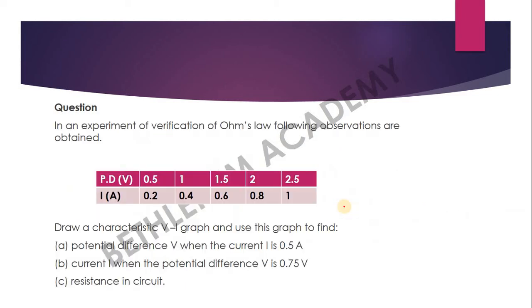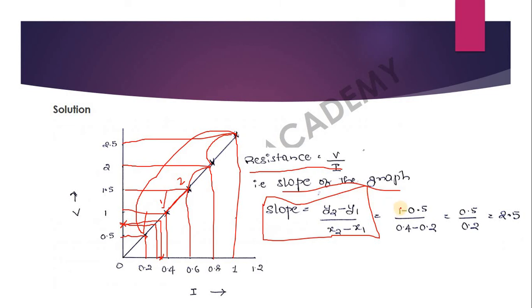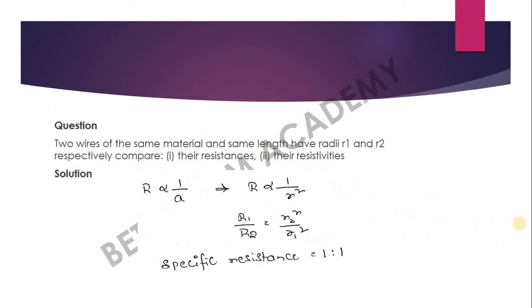Here I am taking the first two points, this is one point and this is the second point. So when I do that, y2 minus y1 is equal to 1 minus 0.5, and x2 minus x1 is equal to 0.4 minus 0.2. That will give me 2.5 ohms as the resistance.